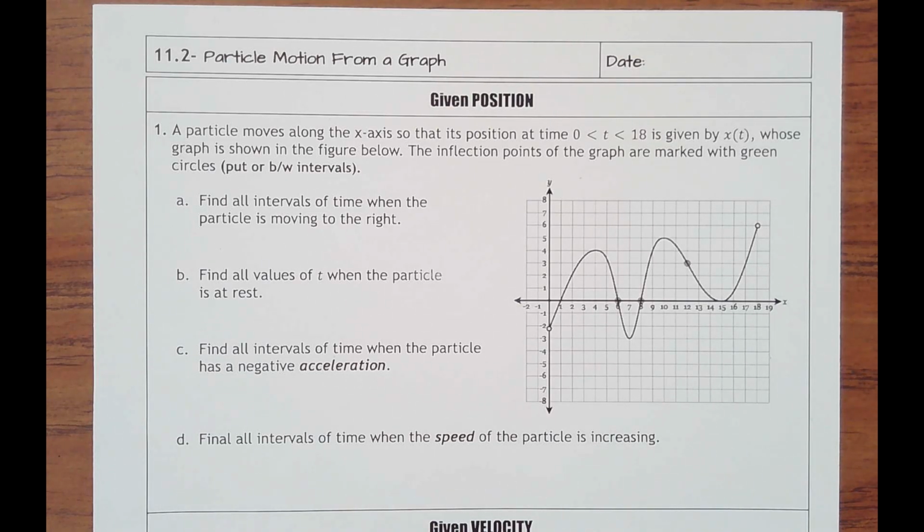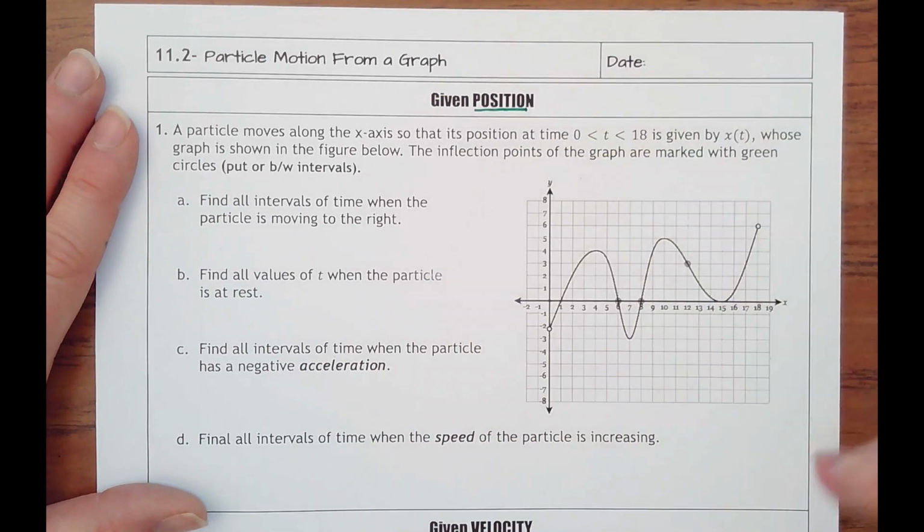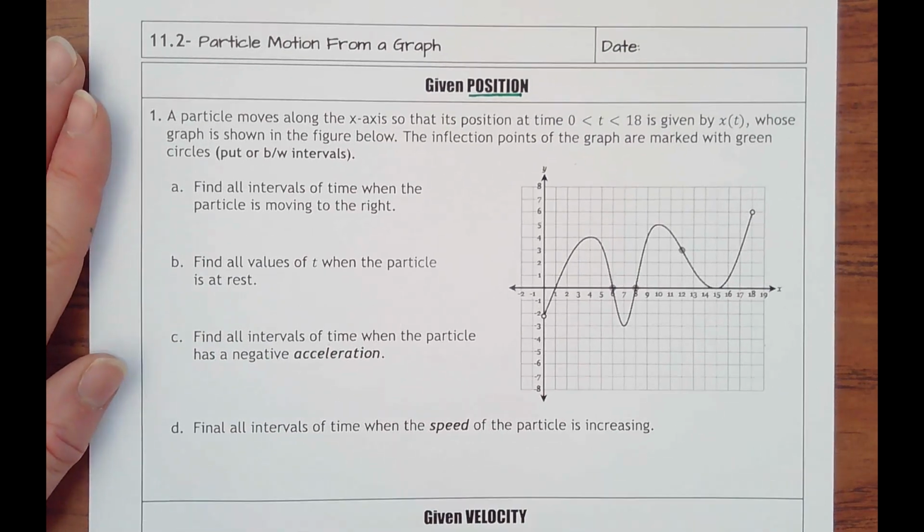Lesson 11.2 is particle motion from a graph. So we have done the little bunny activity where we saw him moving right and left and speeding up and slowing down. Now we're given a graph where we have to determine what things are happening. And there's two different graphs you have to be able to analyze. The first one is your position graph, and then we'll look at when you have velocity.